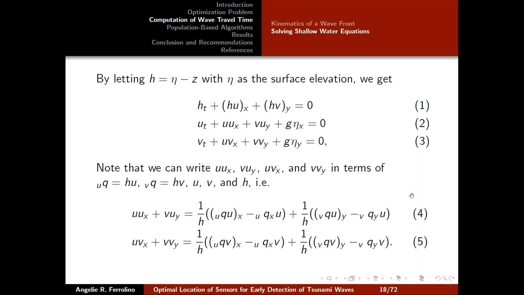Note that we can write U sub x, B U sub y, UB sub x, and VB sub y, the terms here, in terms of U sub q equals HU, V sub q equals HV, U, V, and H using relations 4 and 5.